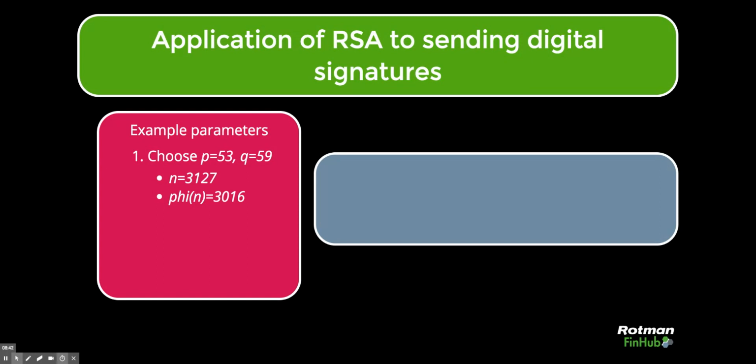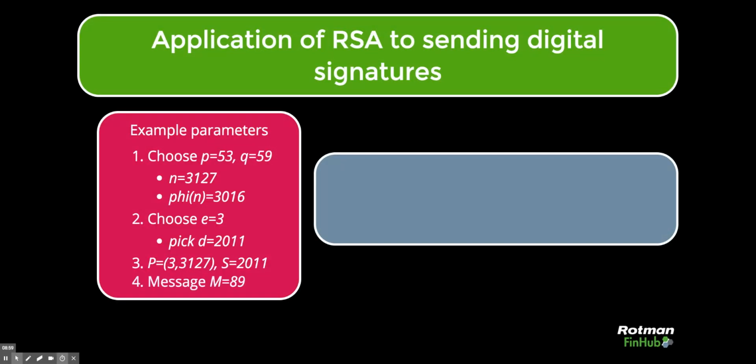So what we're going to do here is, again, we choose our P's and Q's as before. We compute our phi of n function and so on and so forth. We choose our E and we pick our D. And then we have the public keys and the private keys as before. Now, the message that we want to sign, not send, but sign, is 89. So what we want to do is create a digest which proves that we indeed sent that message. So how do you do this?